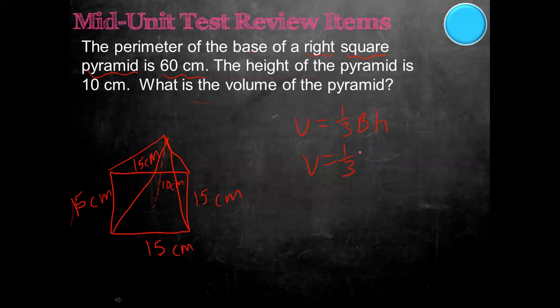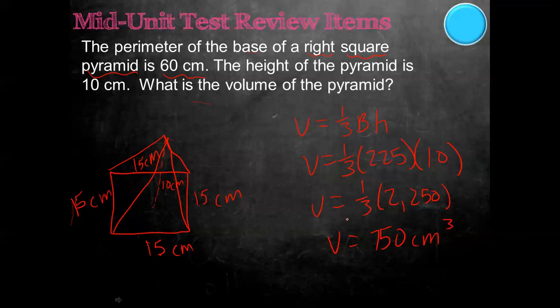So to find area of the base, I'm going to take 15 times 15, which is 225. And then I'm going to multiply that times the height, which is 10 centimeters. So I'm going to take 225 times 10, which is 2,250. Okay, and then multiply it times 1/3, which is the same as dividing it by 3, and that's going to give me 750 centimeters cubed would be the volume of that pyramid.